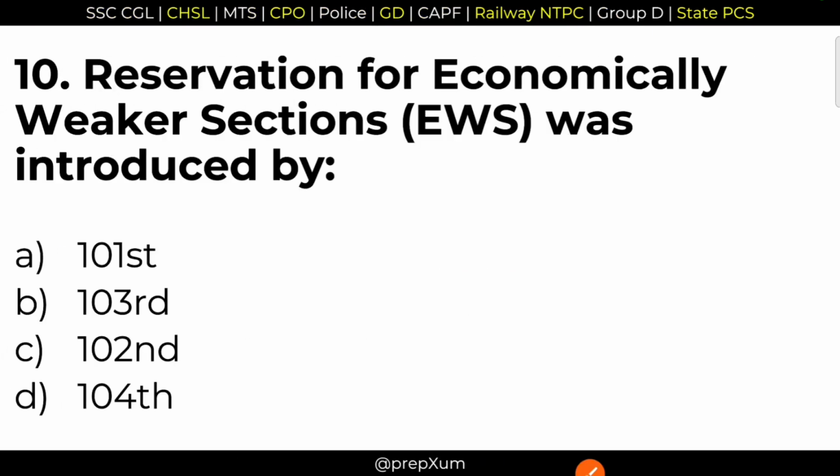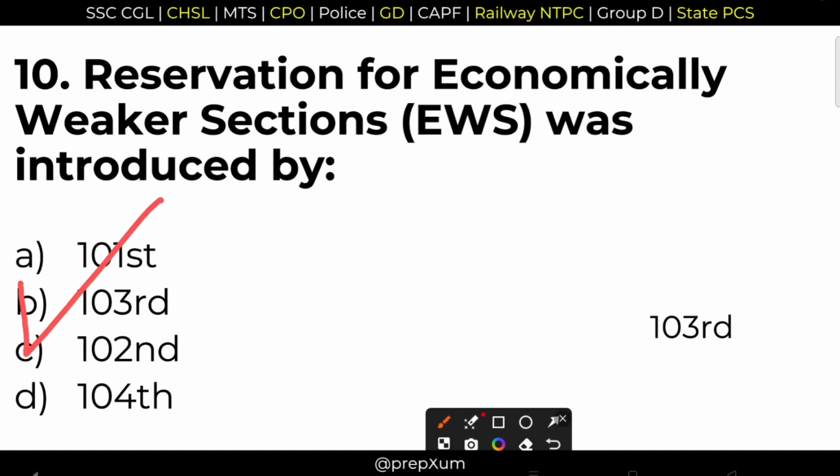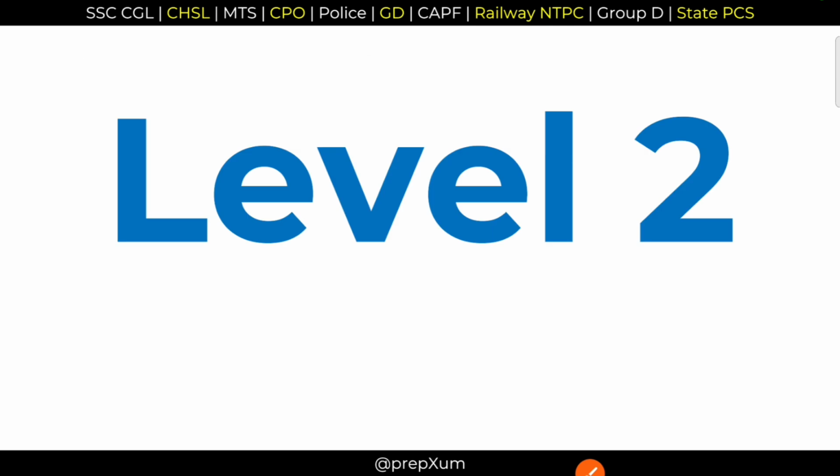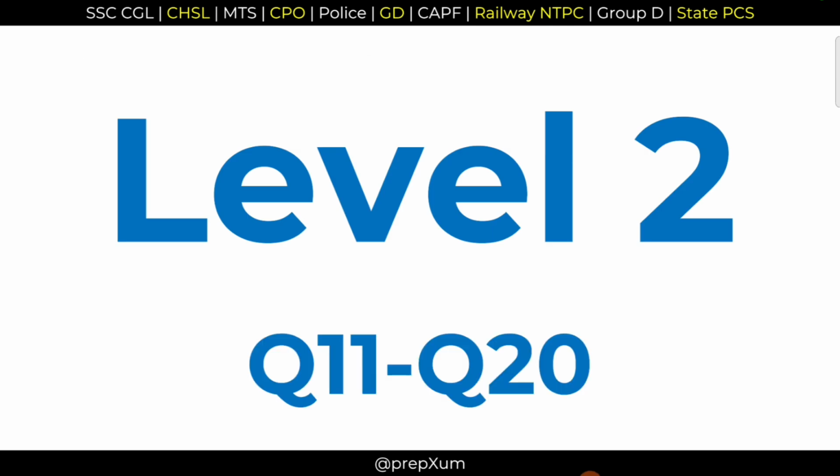10. Reservation for economically weaker sections was introduced by, another very important question. Option B, 103rd Constitutional Amendment Act. It added economically weaker sections of the society. Now we are moving on to level 2. Question number 11 to 20.